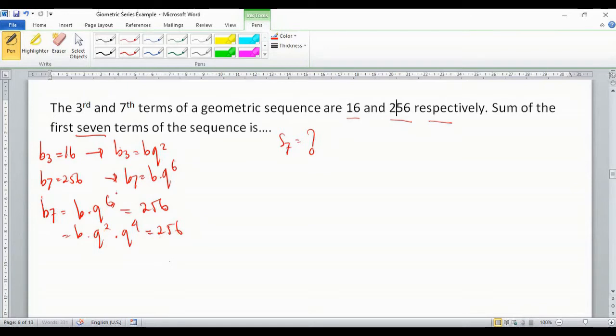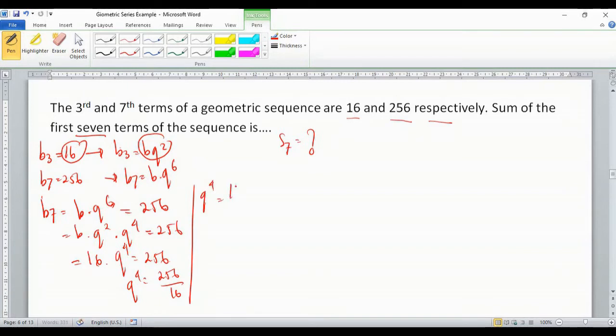B1 k squared is equal to this one, and they have the value 16. So 16 times k to the power 4 is equal to 256. k to the power 4 is equal to 256 over 16. So this k to the power 4 equals 16. Okay, k to the power 4 equals 2 to the power 4. So we can cancel. So we get k is 2. So we need to find S7. But before that, we need to find B1.